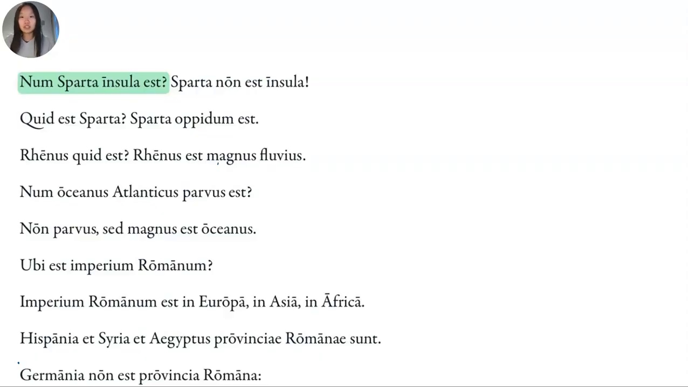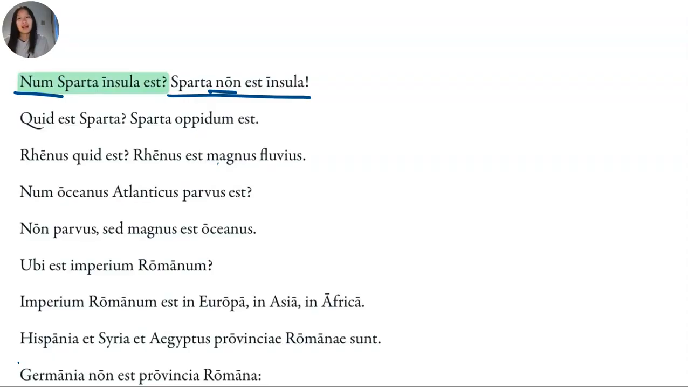Num Sparta insula est, Sparta non est insula. Num, as you probably remember from the last video, means surely not. So in this case, it means surely Sparta is not an island. And they replied with no, Sparta is not an island. Quid est Sparta? Sparta oppidum est. So, what is Sparta? Sparta is a town. Rhenus quid est? Rhenus est Magnus Fluvius. So, what is the Rhine? The Rhine is a big river.